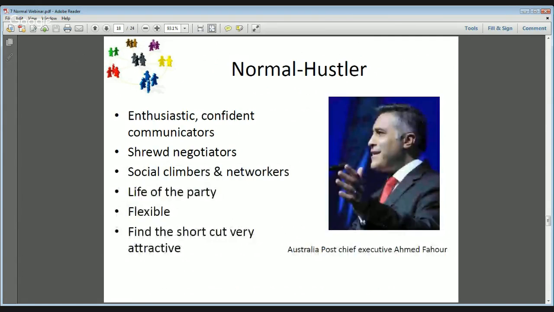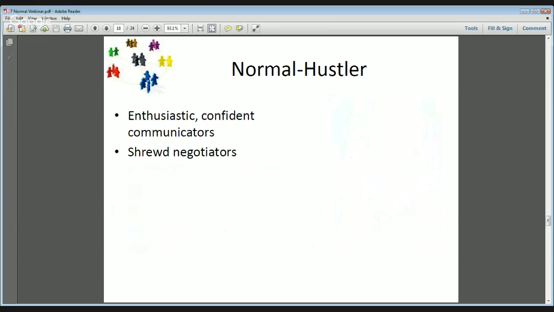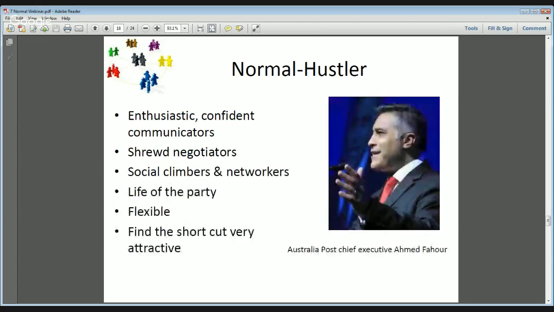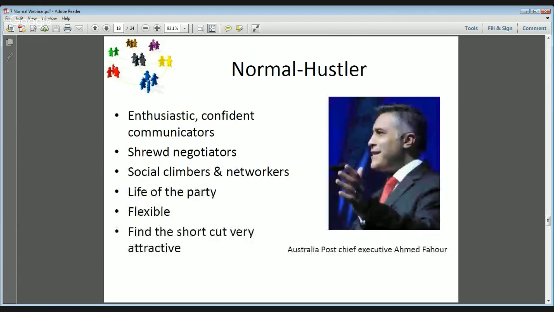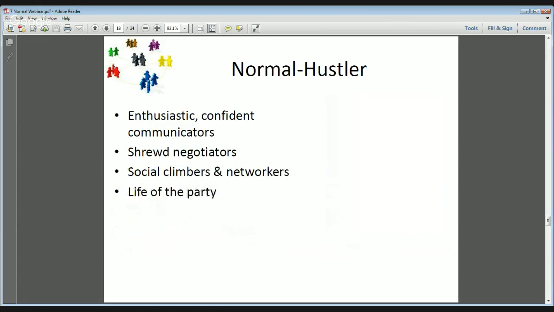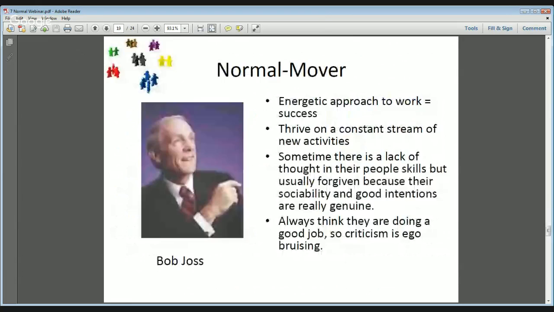Suddenly he was working down in Melbourne for National Australia Bank. When a new CEO was appointed, he was out the next day. It's a very interesting profile, but there's no doubt about it. He's a shrewd negotiator, but he's also enthusiastic and confident. All right. Normal movers, they're driven. This chap is Bob Joss.